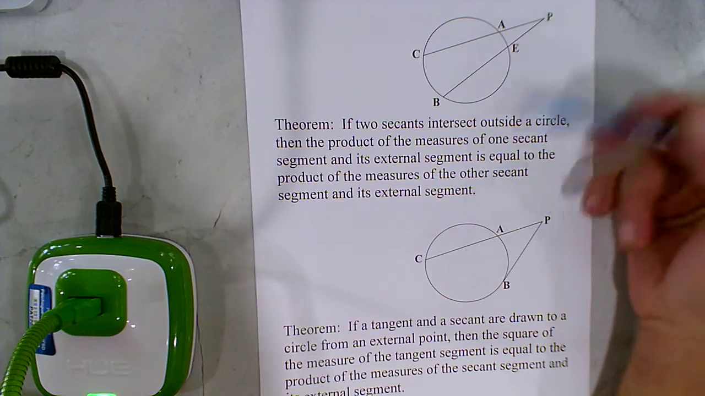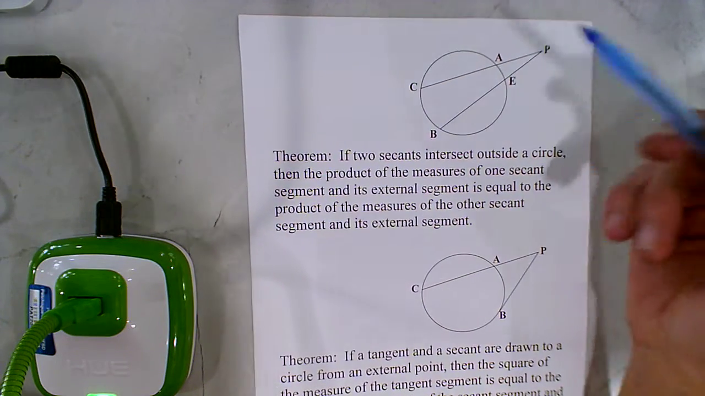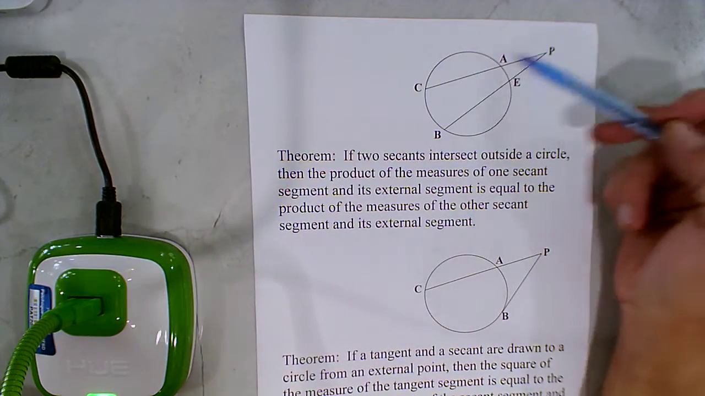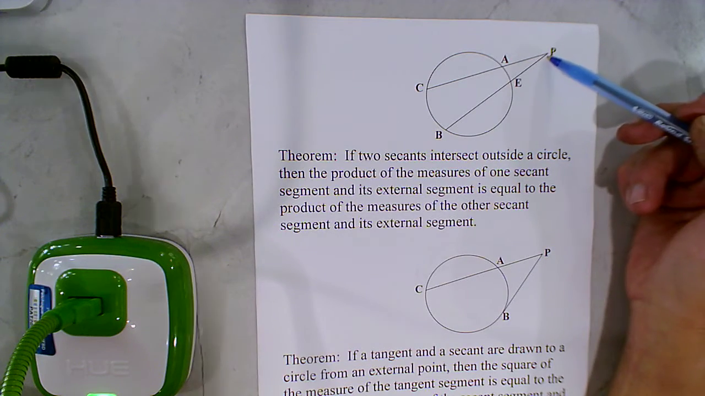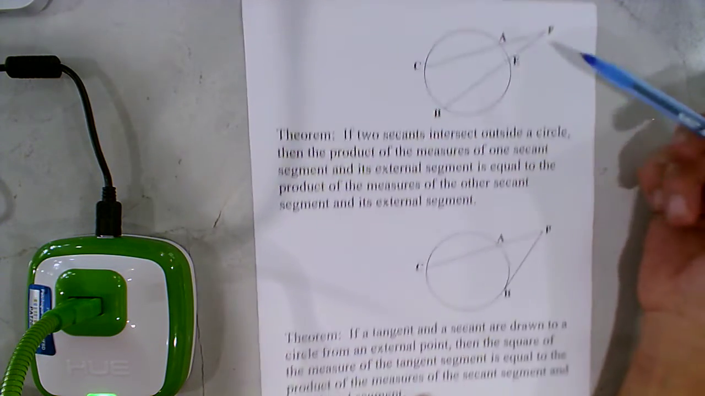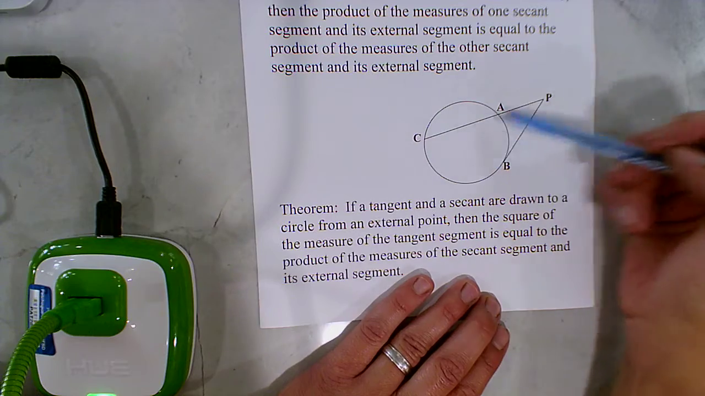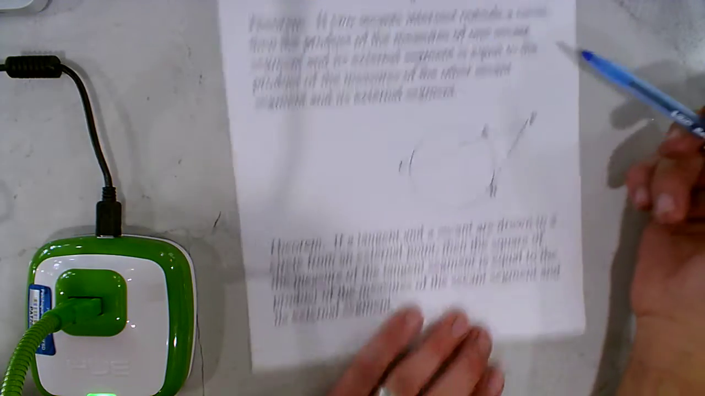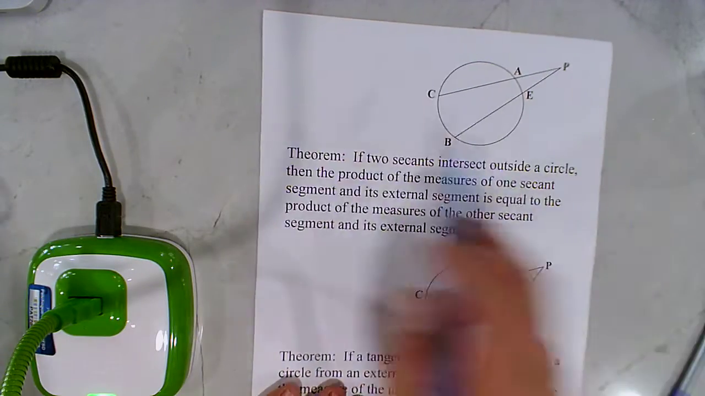These two theorems, not that bad. In this case, you've got two secants intersecting at that point P outside of a circle, and on this one, you have a secant and a tangent. So first, the two secants.